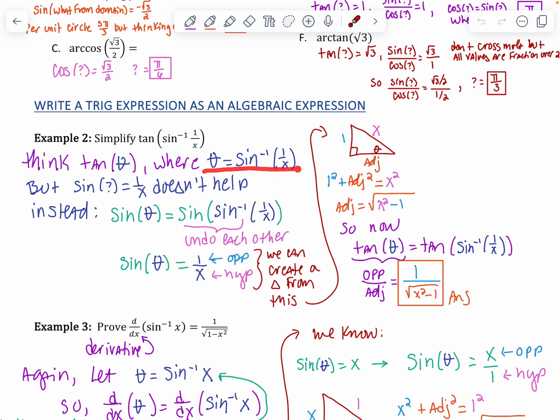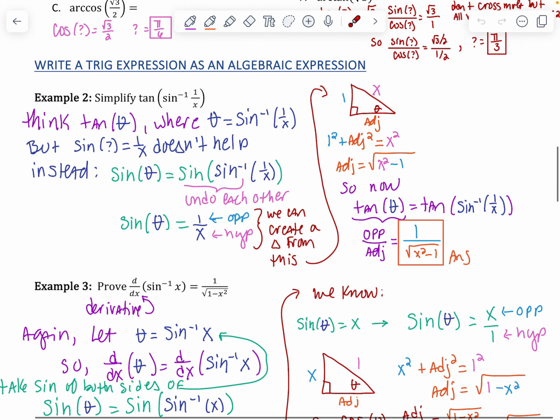So we're going to go back to this statement that we wrote, and we're going to go ahead and take the sine of the left function, we're going to take the sine of the right function, and remembering that a function and its inverse kind of undo each other to just give you your input, then we can say the sine of theta is just 1 over x.